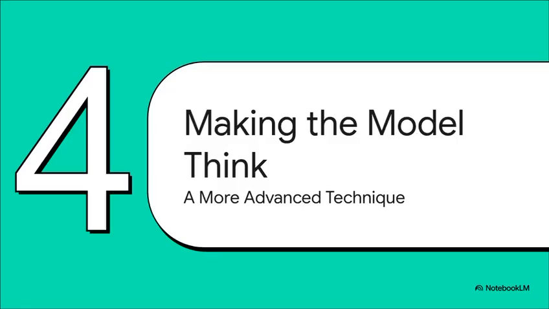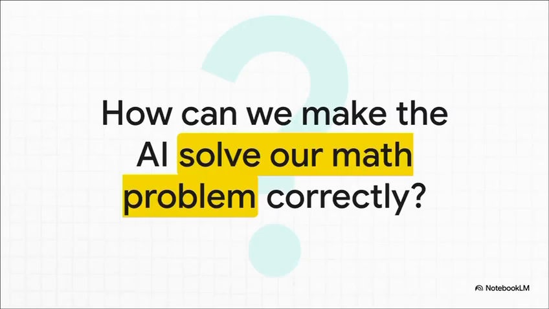So, those first 3 tips are amazing for getting well-structured, relevant answers. But what about getting the right answer to a problem that actually requires logic? Let's switch gears to a more advanced technique and see how we can actually make the model, well, think. Which brings us all the way back to our original math problem. How do we fix the AI's terrible math? We know the answer isn't 60. So how can we use what we've just learned to guide the AI to the correct solution?